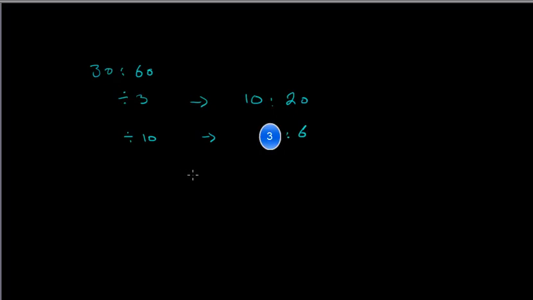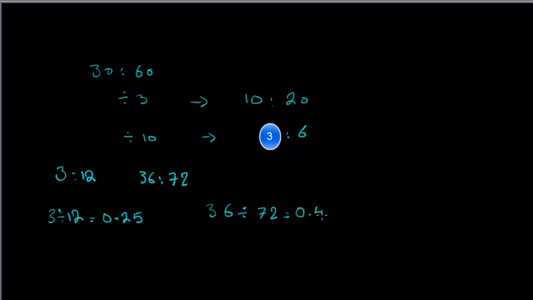There are other ways to find out if 2 ratios are equal. One way is to divide the first number by the second for each ratio. If the quotients are equal, then the ratios are equal. Let's say we have 2 ratios, 3 to 12 and 36 to 72. Are these 2 ratios equal? To find the answer, we divide both ratios. We divide 3 by 12 and we get 0.25. We divide 36 by 72 and we get 0.5. Since the quotients are not equal, then the ratios are not equal.